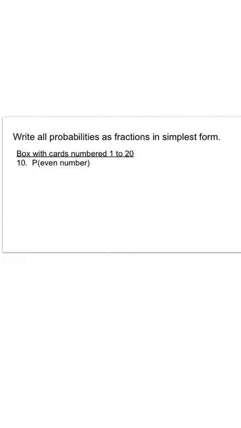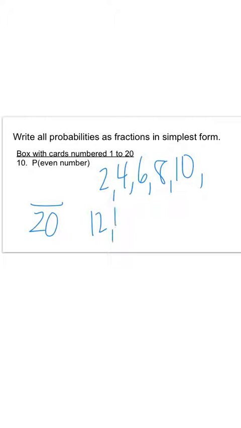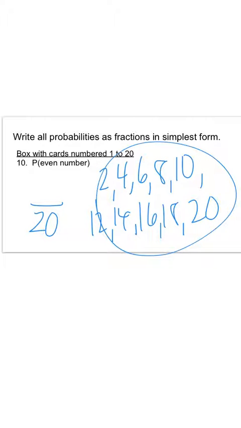Now find the probability of pulling an even number. Again, you have 20 total cards, and even numbers would be 2, 4, 6, 8, 10, 12, 14, 16, 18, and 20. That means that you have 10 total possibilities of it being even. So 10 goes at the top. 10/20ths can be reduced to 1/2. So you have a 1/2 probability of pulling an even number.